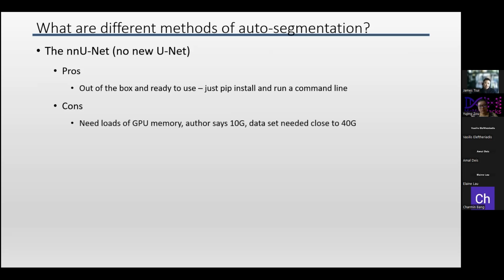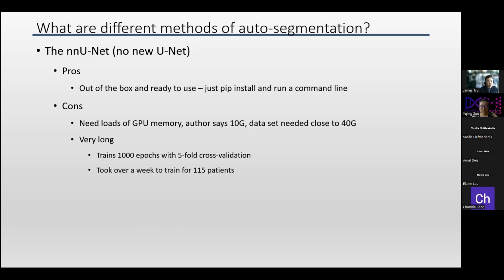Cons, it needs a lot of GPU memory. I ran all my training segmentation on Compute Canada, now called Digital Alliance. The author says you need at least 10 gig, but the reality is you need at least 40 gig or more. It's very long to train. On their paper, they say it takes like 48 hours, 24 hours. Some people say the same, but the majority of the people it takes a whole good week to run training because it trains for 1,000 epochs using a 5 cross validation scheme. So basically, it trains for 5,000 epochs. You can think of it like that. Took over a week to train 115 patients.